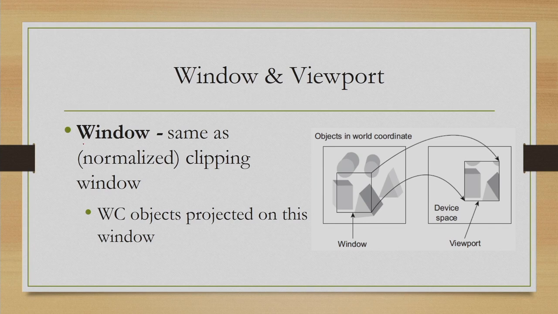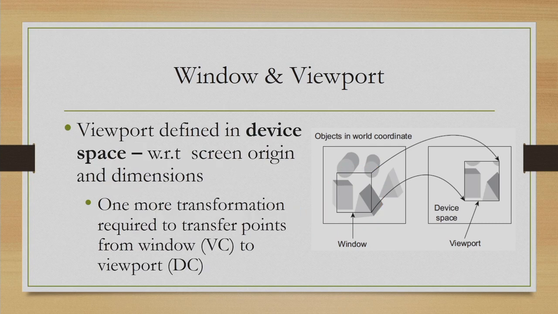So, we have two concepts here: window, which is the same as the clipping window, which is normalized, and the objects are projected on this window, and we have the other concept, viewport, which is defined in the device space with respect to the screen origin and dimension. So, this viewport refers to a region on the device space where this projected image needs to be shown.